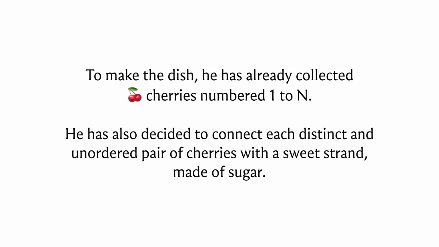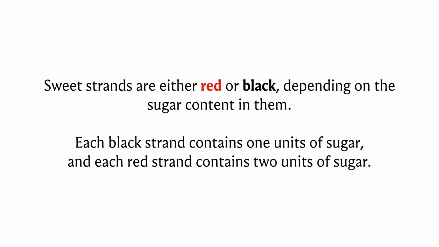So you can probably already see where the graph modeling comes in. You could quite naturally think of the cherries as being vertices, and when you see this business about an unordered pair of cherries being connected, you obviously think of undirected edges corresponding to these vertices. So these strands correspond to edges in your graph. What we are told is that the sweet strands are either red or black depending on the sugar content in them. Each black strand contains 1 unit of sugar and each red strand contains 2 units of sugar. So this again quite naturally corresponds to edge weights.